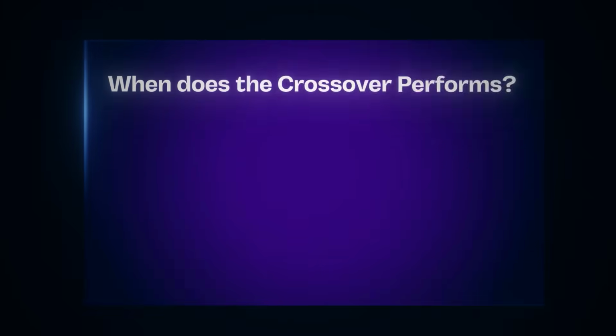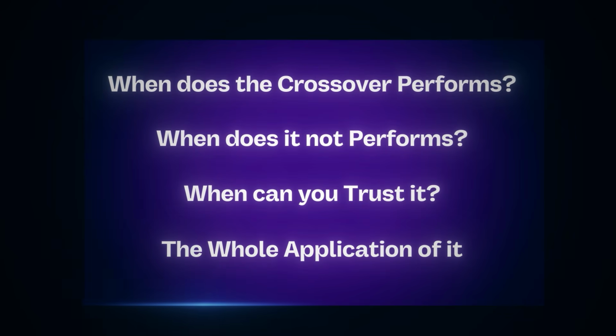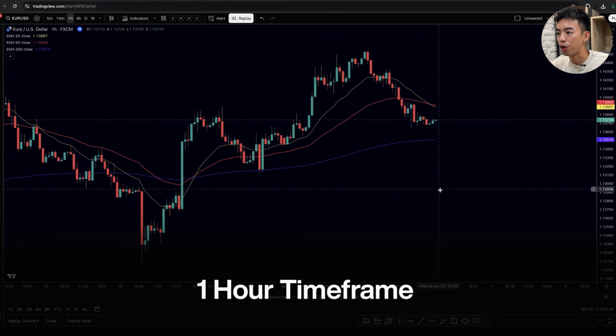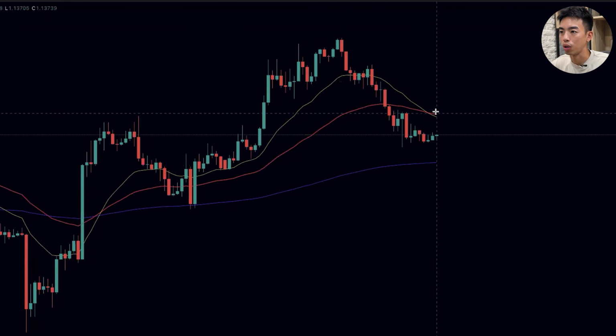Now that you really understand this logic, let's have a look at some examples where we can really understand when does the crossover perform, when does it not perform, and when do you actually trust it, and the whole application of it. So for this, let's have a look at Euro USD on the 1 hour time frame. On the 1 hour time frame, what we can really see here is we have a crossover happening right here. And if you only take that into account, you're going to be thinking of selling.